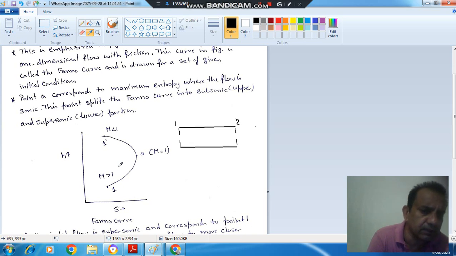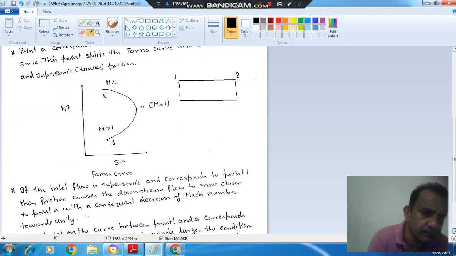So this is almost the same diagram as we got for Rayleigh curve. In Rayleigh curve we considered heat addition, and in Fanno curve we consider friction. So this is supersonic flow, and this is going to become sonic at point A, and this is your subsonic flow, and it is also going to become sonic if friction is considered. This is the entry point and this is the exit point.